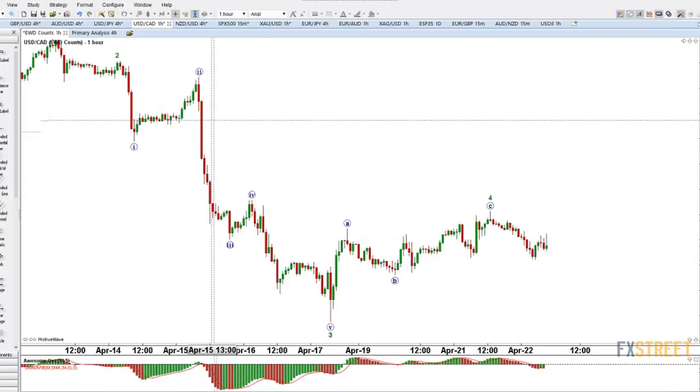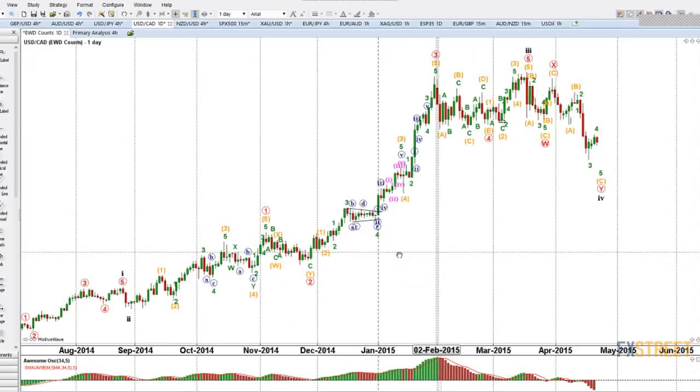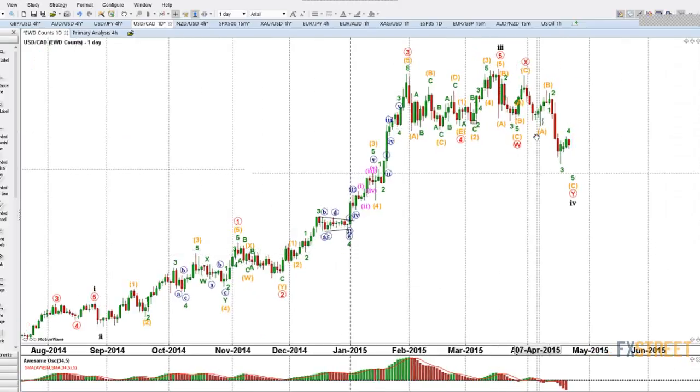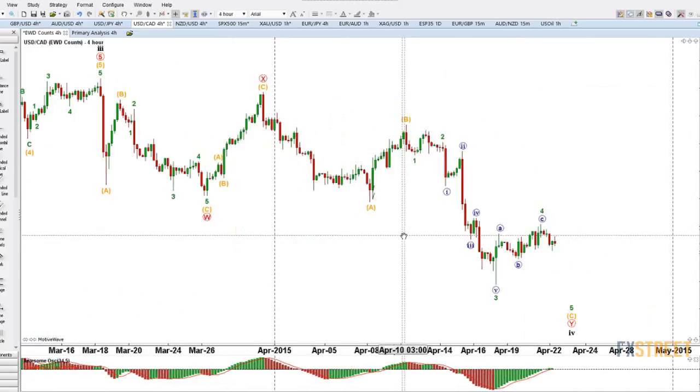And finally, we have the dollar CAD. The dollar CAD is setting up a nice trade right now. Let's start from the daily chart. It is making a wave 4. This complex wave 4 looks scary, but actually is very simple.